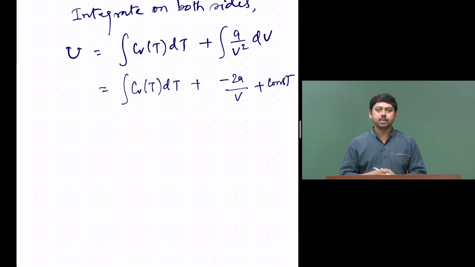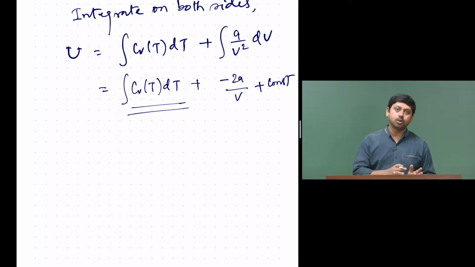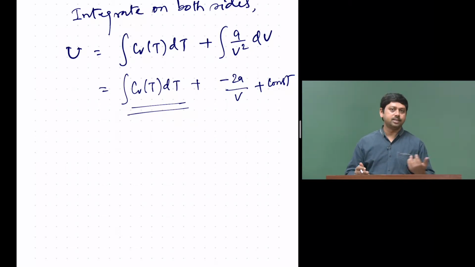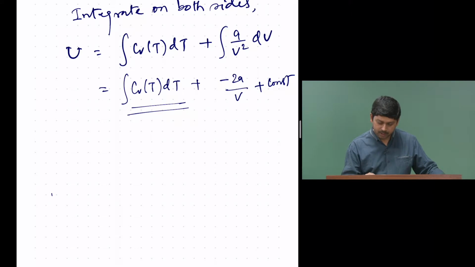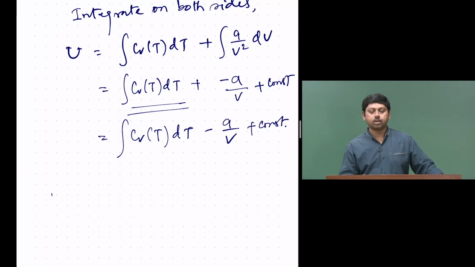That is how we can express U. We cannot do this integration because we need to know the expression of C V as a function of T. If you know that, then you can do it, because we already showed that it depends on T. If it is a constant, then C V will just come out, and typically it is assumed to be constant in many cases, especially for an ideal gas. Sorry, it should be A by V, not minus 2; it will be minus A by V. So if I write again, C V dT minus A by V plus an integration constant.